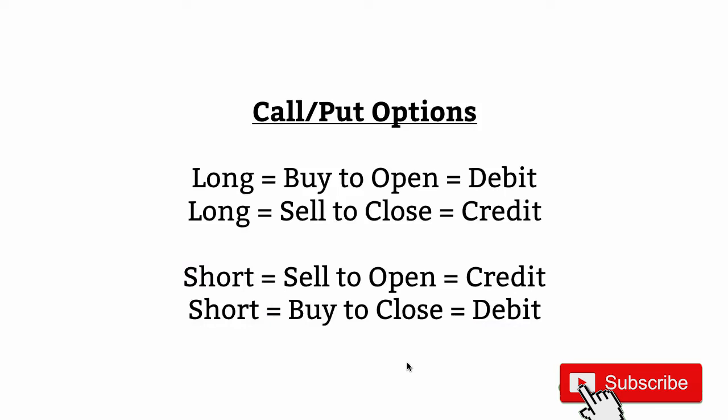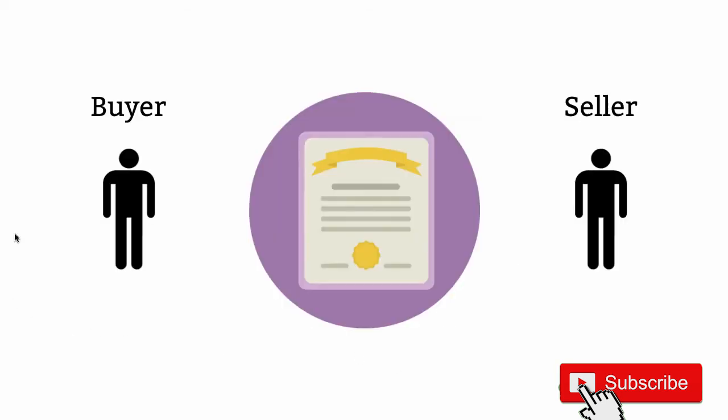Debits you pay out, that's money out of your pocket. Credit, that's money that you receive. You get credit to your account. Okay, so again, if we have option buyers, just to use a little bit more and kind of drill this in if you need it. If not, you can skip through this part of the video.